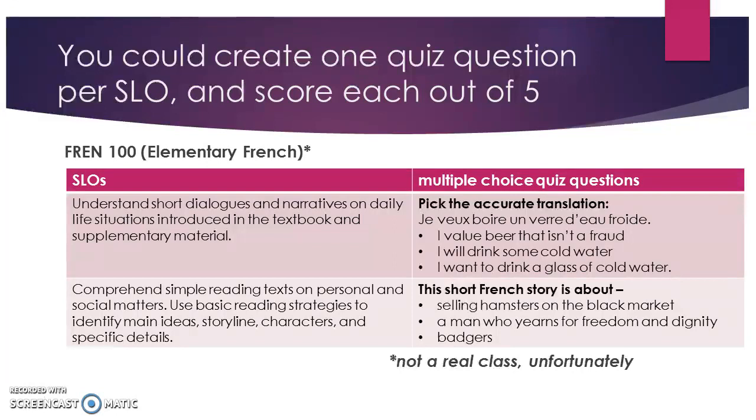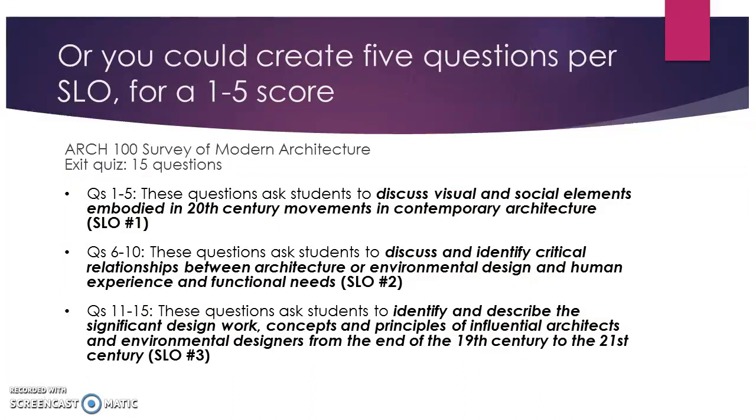You could create one quiz question per SLO, score each one out of 5. Here are some jokey ones for a class that sadly does not exist. You could create 5 questions for each SLO, and so they'd get 1 point for each question. That would give you a 1 out of 5 score for each SLO. Here's modern architecture.